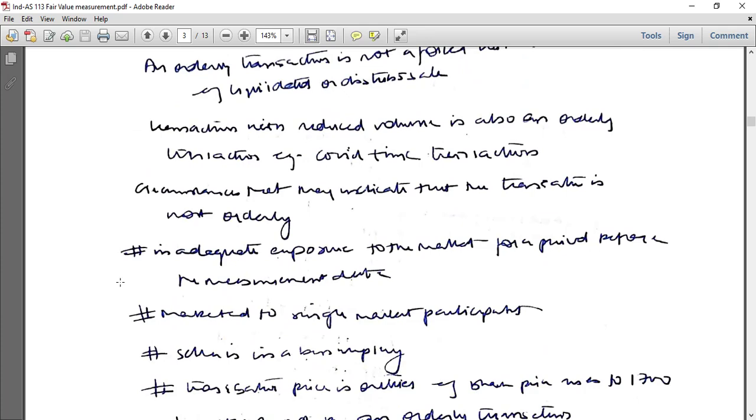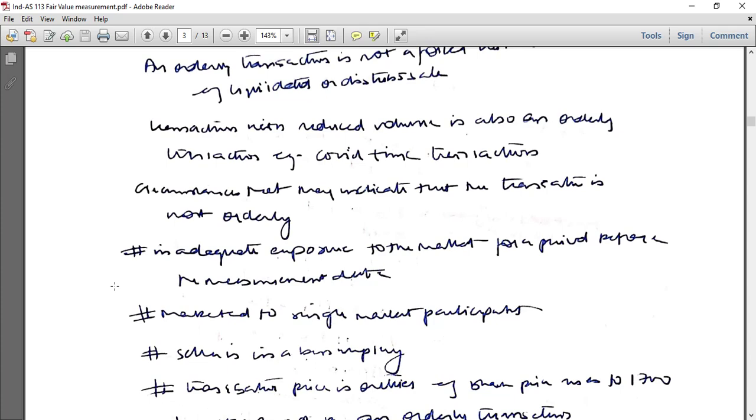Transaction circumstances may indicate that the transaction may not be orderly: inadequate exposure to the market for a period before the measurement date, marketed to a single market participant, seller is in bankruptcy, or the transaction price is an outlier. Example, share price is 1700 and that is not the normal share price. Hence, it will not be an orderly transaction.